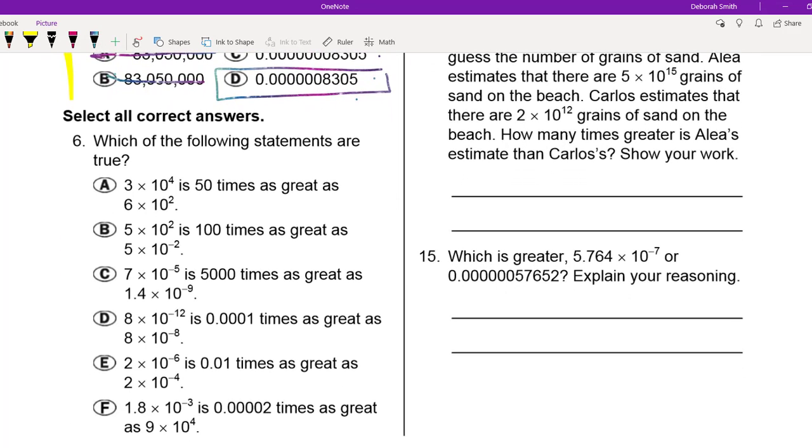Which of the following statements are true? This is where you're going to use your calculator. When you do, the ones that you will find to be true are A, D, and E.